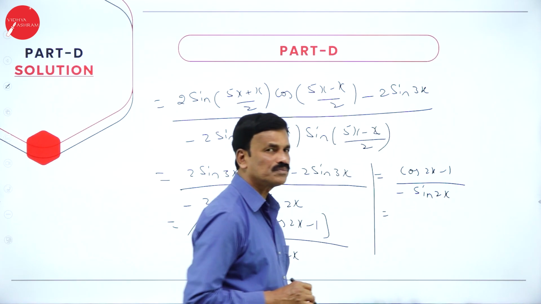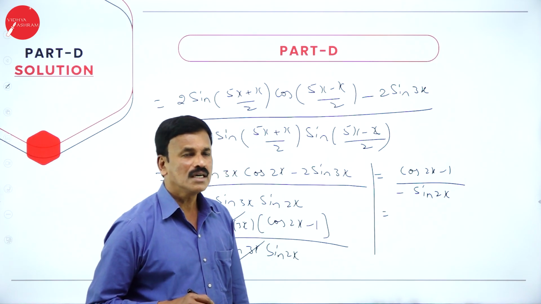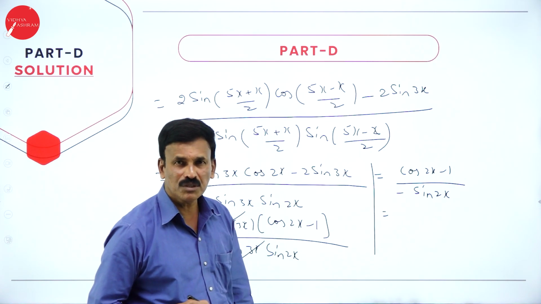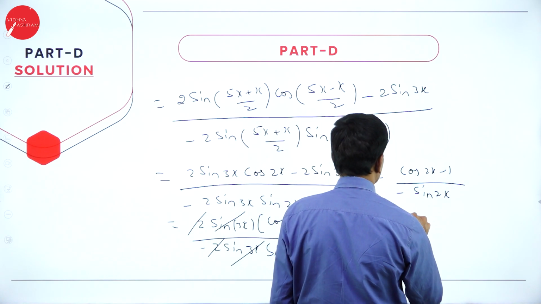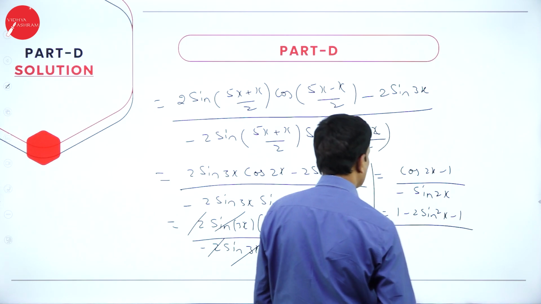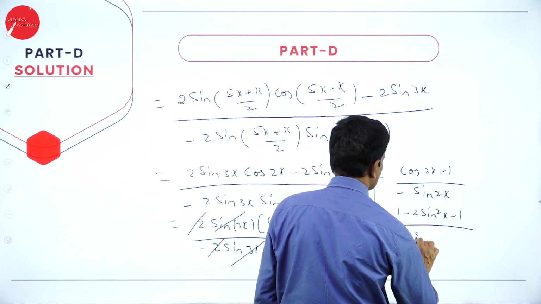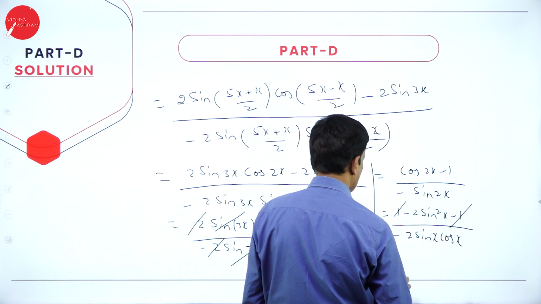Now, what is the answer we want to get? It is tan. Now convert the numerator and denominator in terms of sine and cos. So cos 2x can also be written as 1 minus 2 sine square x, minus 1, divided by minus sine 2x, which is nothing but 2 sine x into cos x. So here minus 1 plus 1 gets cancelled.